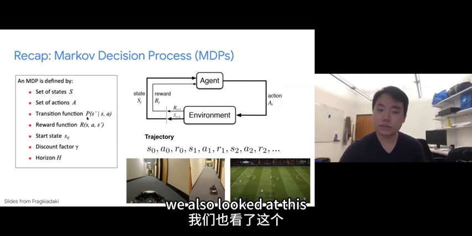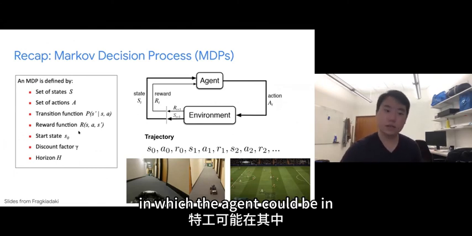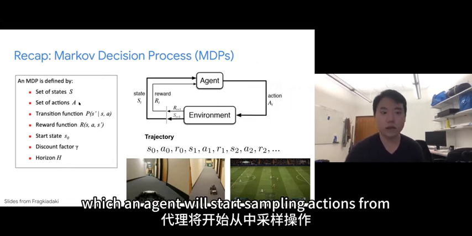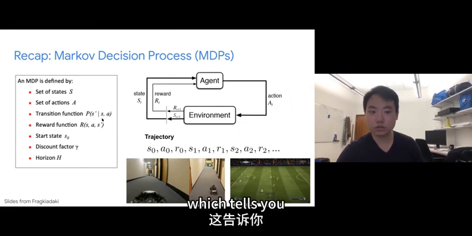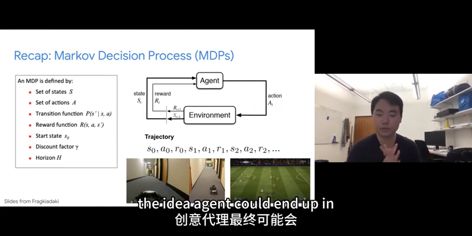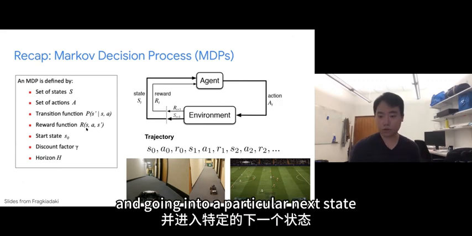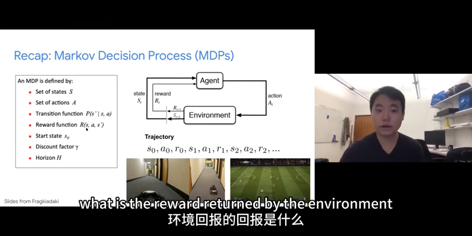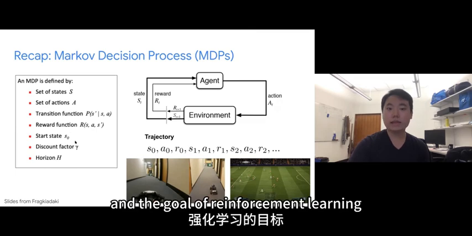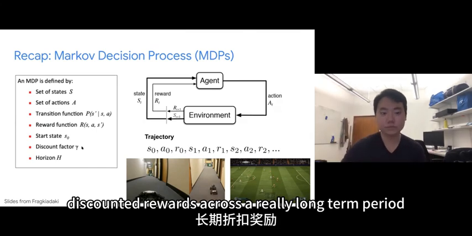We also looked at this formalism of reinforcement learning, being that there is a set of states S in which the agent could be in, a set of actions A, which an agent will start sampling actions from, as well as a transition function, which tells you, given a particular state and a particular action, what is the distribution of next states that the agent could end up in. And also this reward function. So given a particular state and taking an action and going into a particular next state, what is the reward returned by the environment? The agent is in some start state at the beginning.